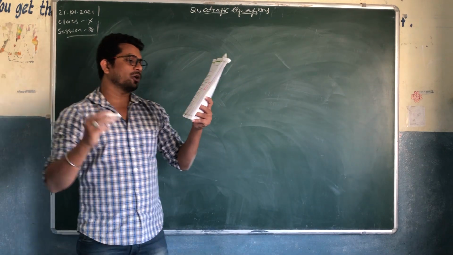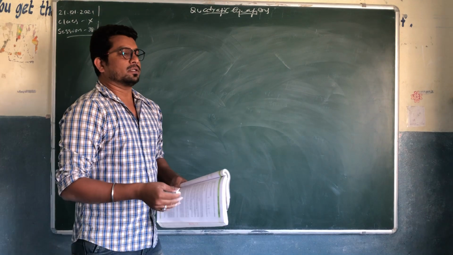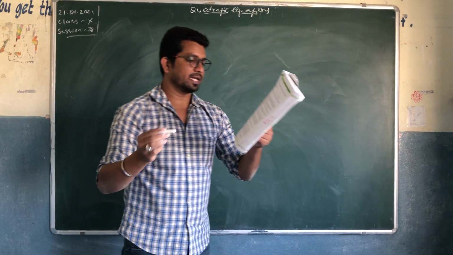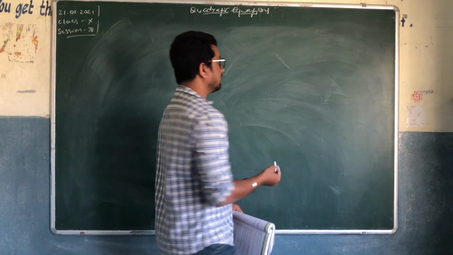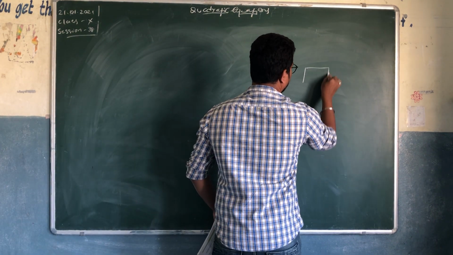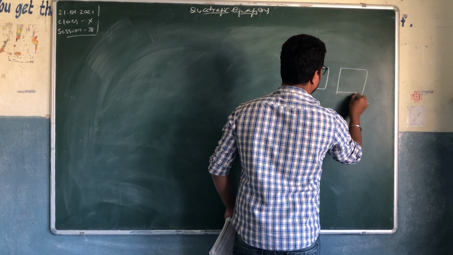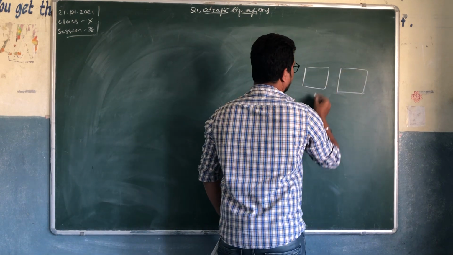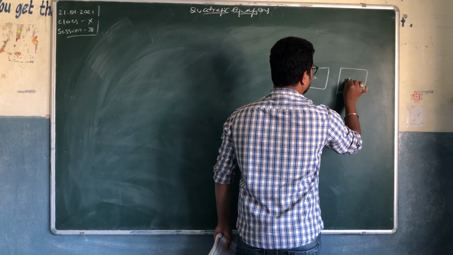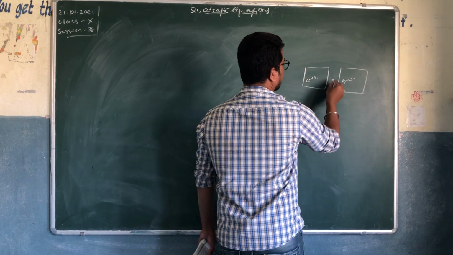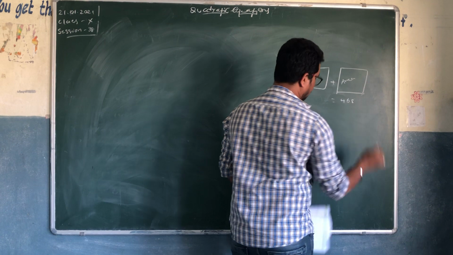Sum of the areas of two squares is 468 meters square. What he is saying? Sum of the areas of two squares. So he is saying there are two squares, and he is finding the area of these two squares and adding it. Then he is getting that 468.